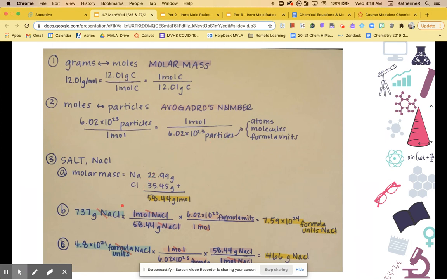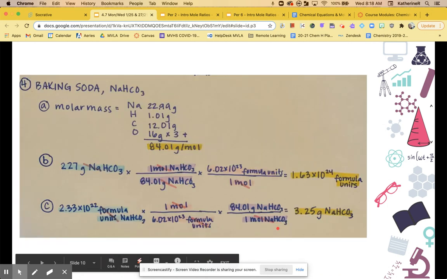Okay, so for each of these, you should start with what you're given. For B, on all of these problems, you're using molar mass and then Avogadro's number to get your answer. For part C, for all of these, you're using Avogadro's number and then molar mass to get your final answer, okay? And so let's take a look at the next one, at baking soda.